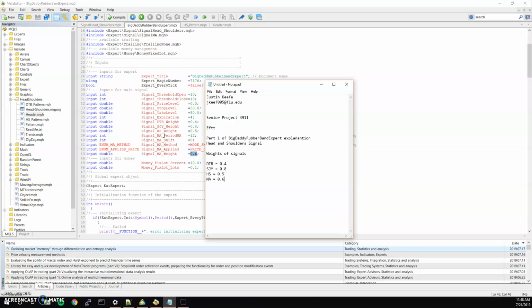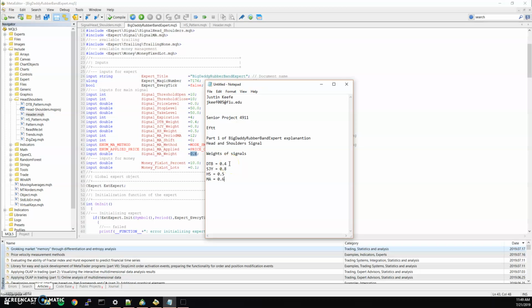We separated it into four videos because there are four signals used in it, and we wouldn't have enough time within our time frame to explain all four, with code explanations, in one video. This is part one, the head and shoulders signal. The four signals are double top and bottom, SJY, head and shoulders, and the moving average.